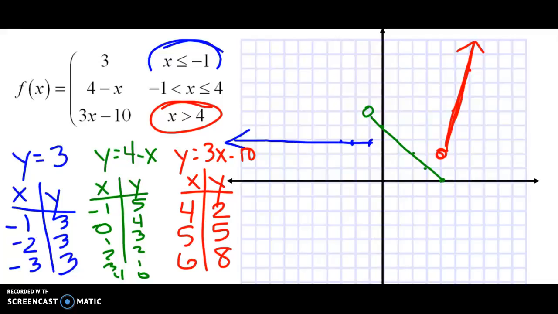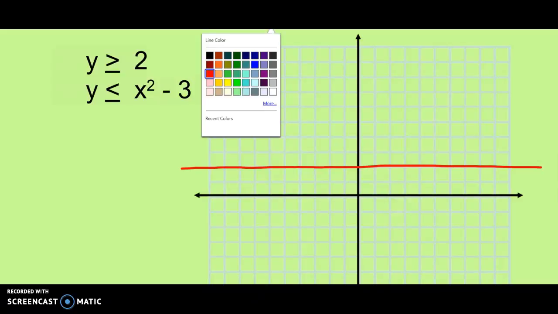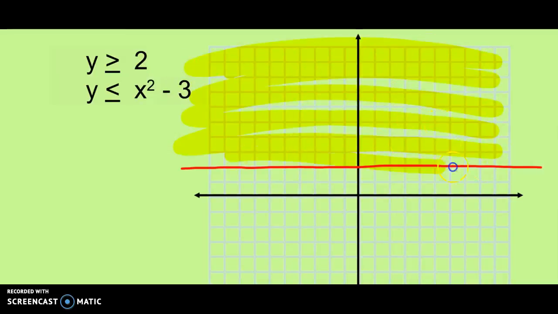All right, I think I have one more thing for you. Let's go on. All right, you're going to graph inequalities. So let's look at this inequality. Graph y is greater than or equal to 2. So you're going to graph the line y equals 2. And then when we go to shade it, it's going to go greater than. So I'm going to use a highlighter, and I'm just going to shade above, greater than.